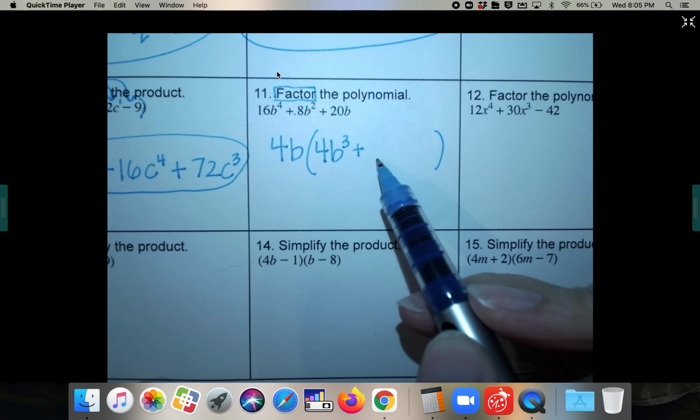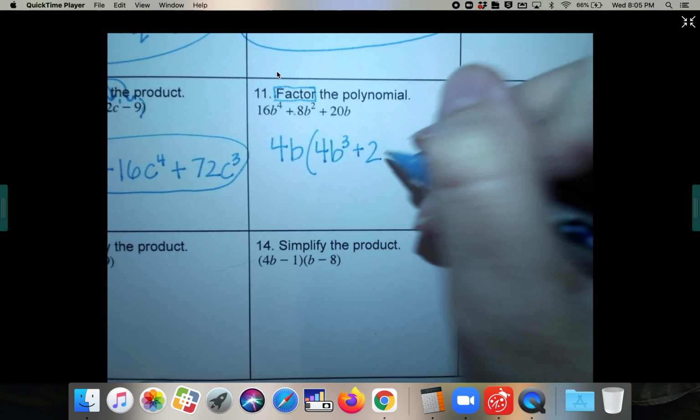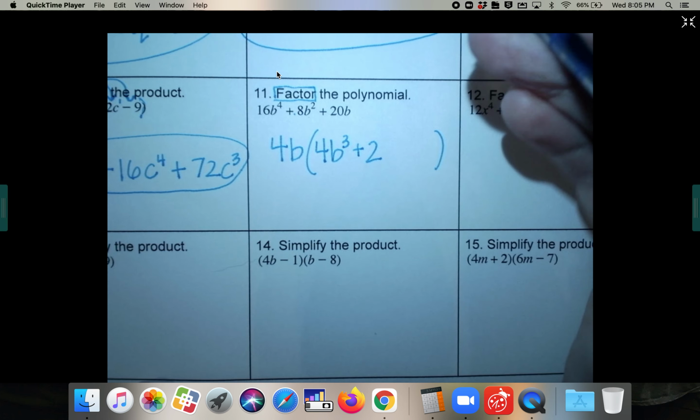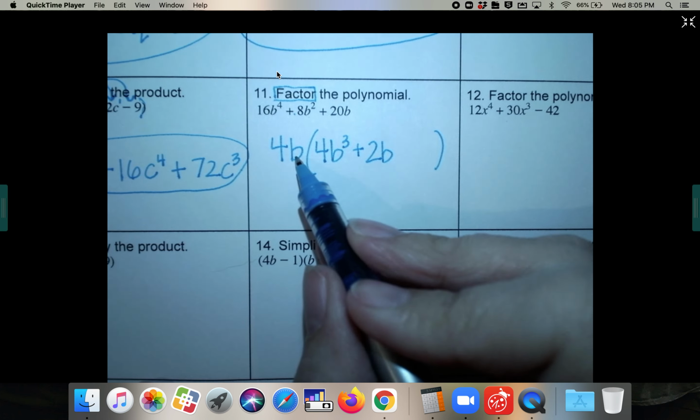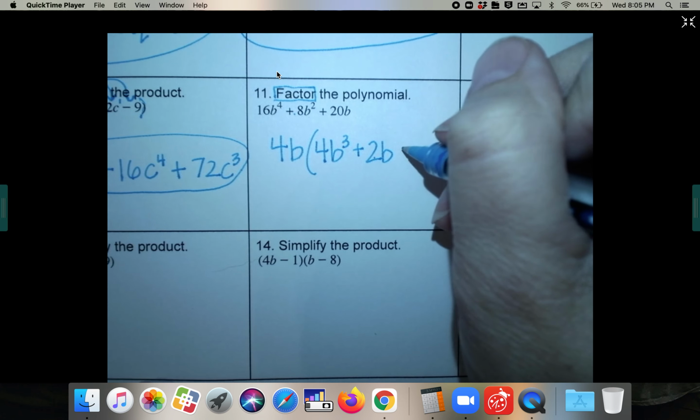4b times what is 8b squared? 4 times what is 8? 2. There's already a b here, and we need it to be 2 total, so we'll need a b on this one as well. B times b would be b squared. 4 times 2 would be 8.